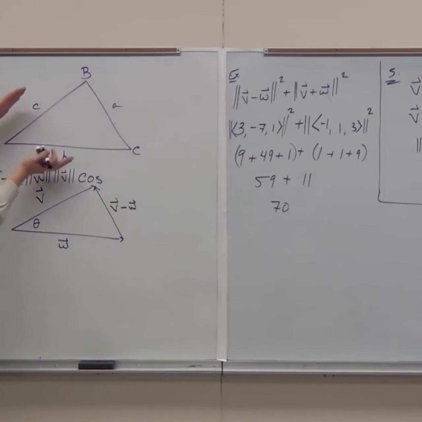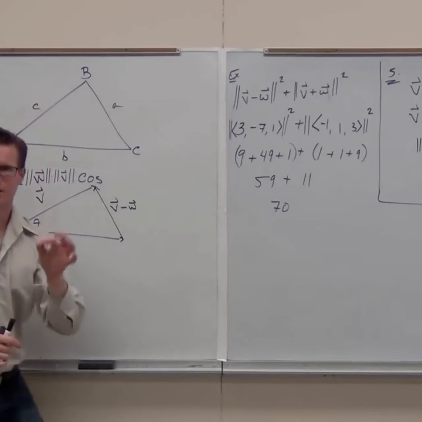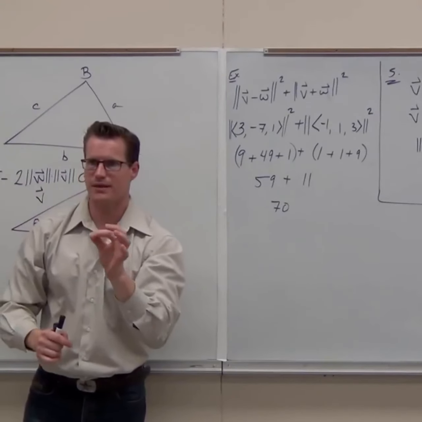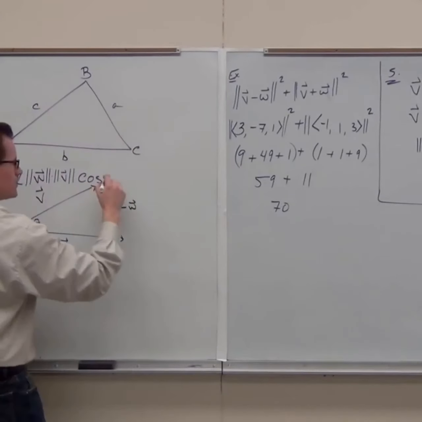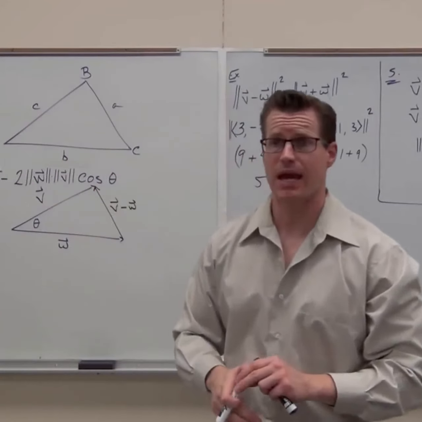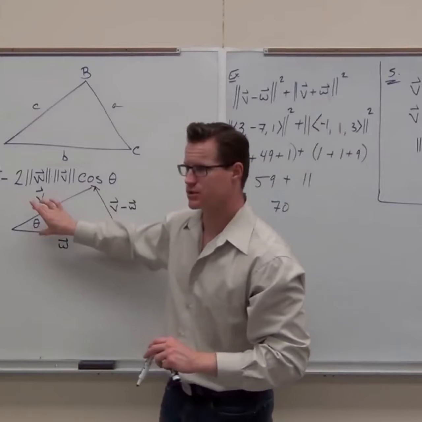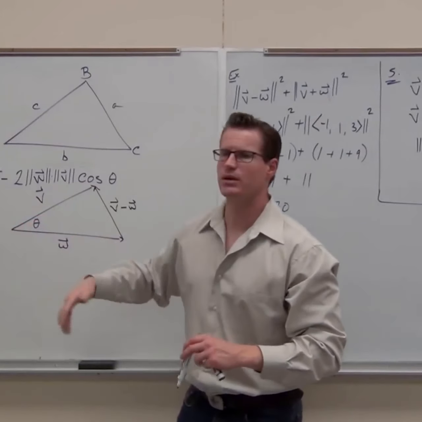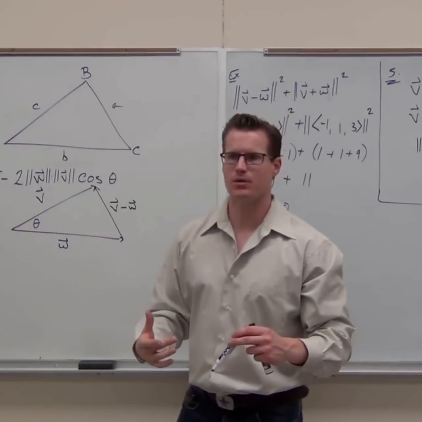This theta is the angle between these two sides, the angle between these two vectors. Do you guys get what I'm talking about? That's important. Yeah, I know it's the only angle that I've listed, but it's the angle between these two sides. It has V and W as adjacent vectors. You get what I'm talking about?